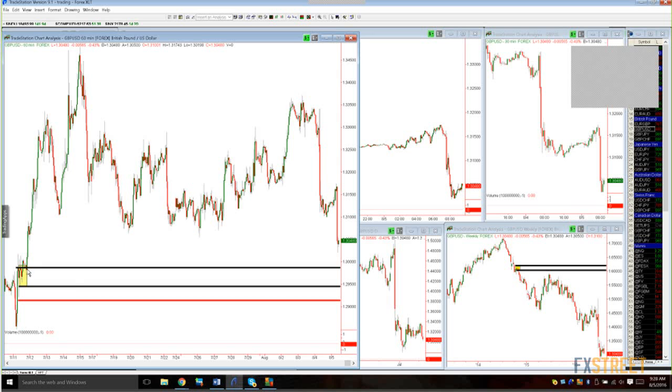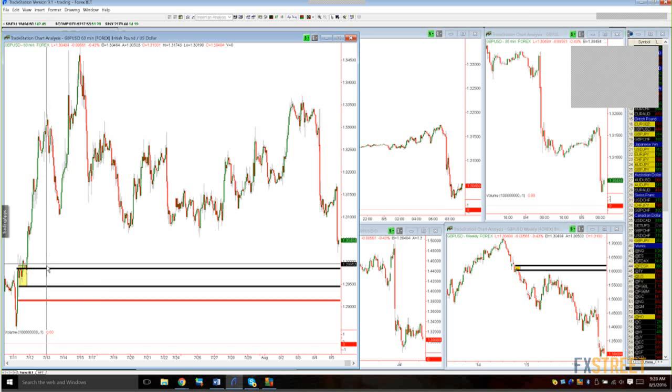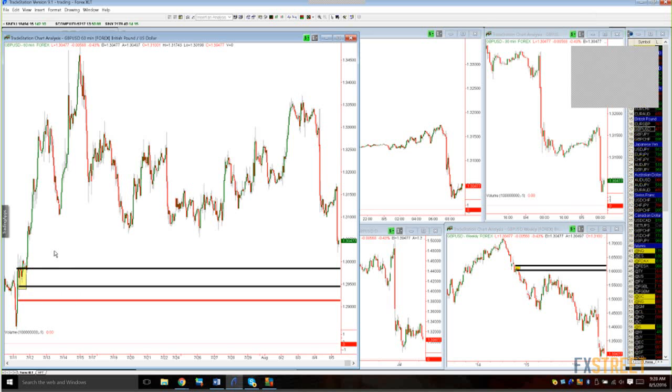You can also look to enter. There's a more conservative entry right here. That's the actual origin of the move, and that's 129.85. So it keeps it a little bit smaller.